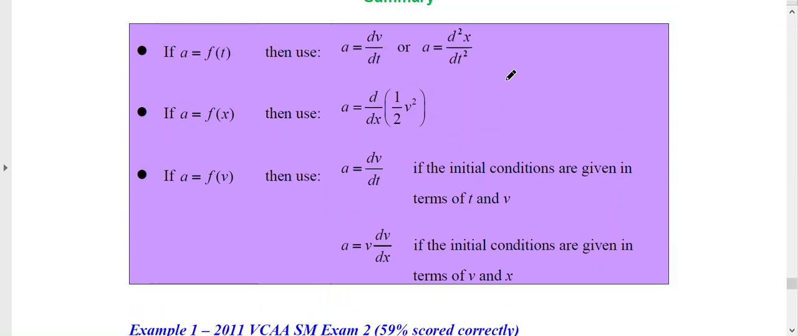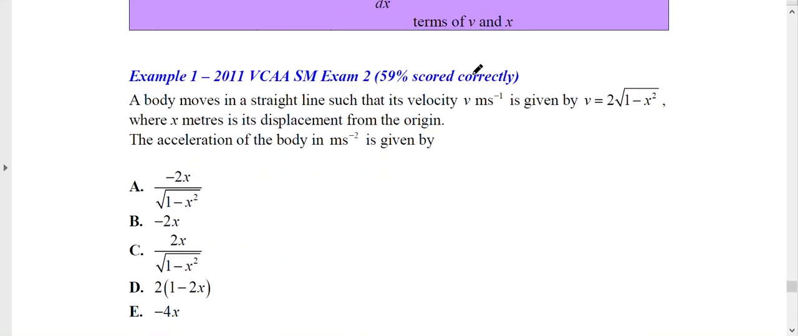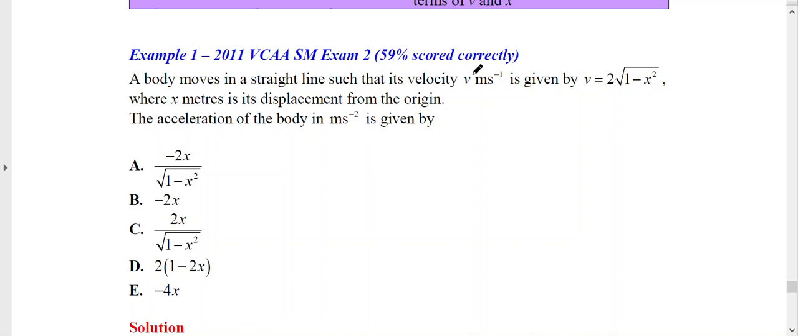And basically from here on in, you're solving differential equations as well. Okay, so let's have a look at the first exam question here from 2011. It says a body moves in a straight line such that its velocity v meters per second is given by v equals 2 times the square root of 1 minus x squared, where x is meters and is the displacement from the origin. It says the acceleration of the body in meters per second squared is given by one of these five formulas.